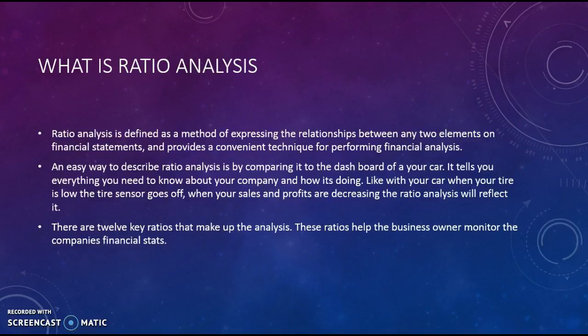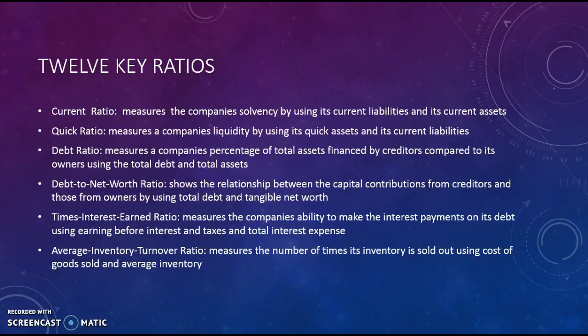There are 12 key ratios that make up the analysis. These ratios help the business owner monitor the company's financial stats. 12 key ratios. The current ratio, which measures the company's solvency by using its current liabilities and its current assets. Quick ratio, which measures the company's liquidity by using its quick assets and its current liabilities.